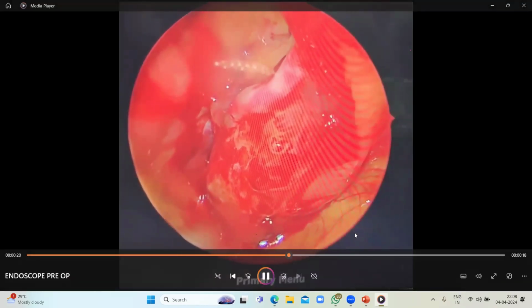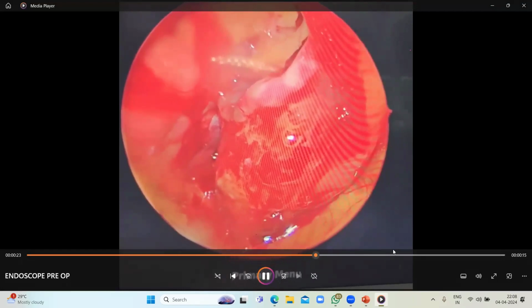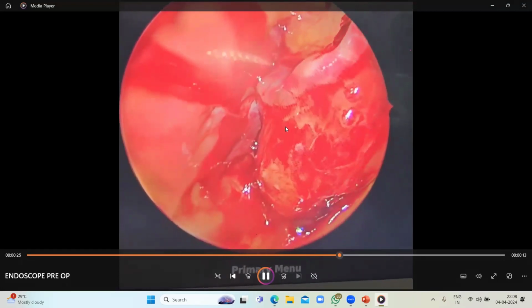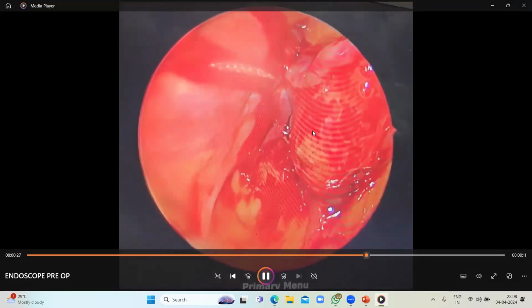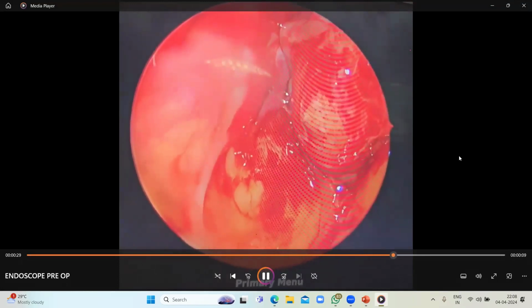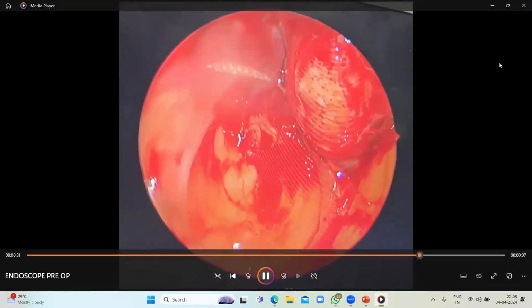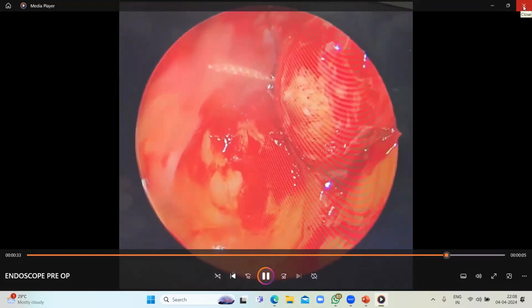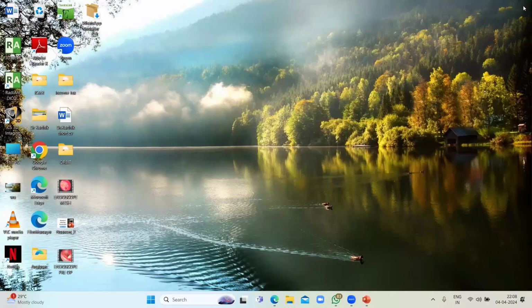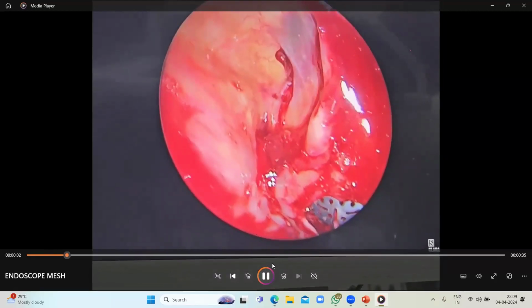Yes, this is the whole defect what you see here with the displaced infraorbital neurovascular bundle. I'll show the intraoperative placement of mesh after retrieving the orbital contents.